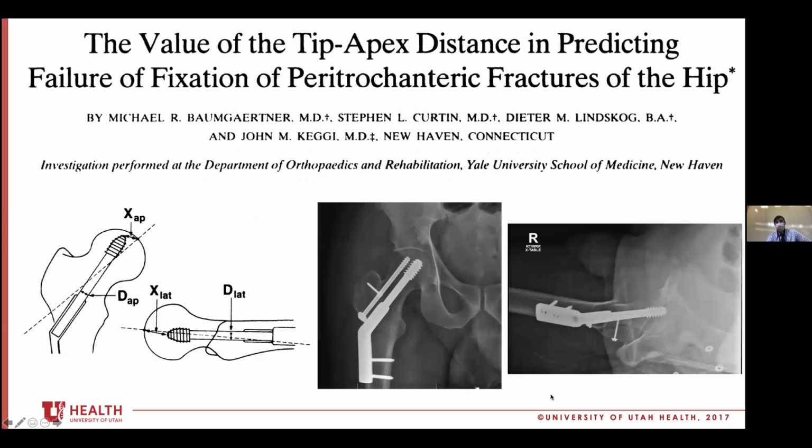And one of my favorite examples to illustrate this point is the publication by Dr. Baumgartner, who's out of Yale and one of Dr. Higgins' former mentors. This really clever idea of the tip apex distance, I would submit to you, has changed the way hip fractures are managed across the country and probably across the world. Because I bet there's not an intertrochanteric femur fracture that gets fixed at an academic institution and even outside of one where the surgeon is not at least thinking about tip apex distance, if not outright talking about it. All right, they were able to predict failure of these injuries through this really clever retrospective study.